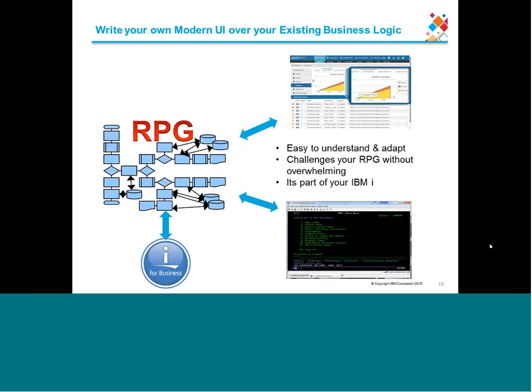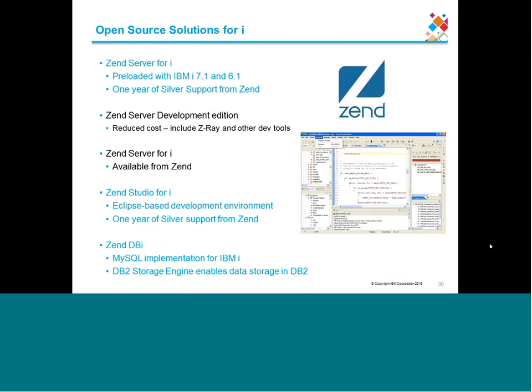With Zend, one of the cool things, because of the partnership, we actually deliver PHP with the box. So when you order a new IBM i through manufacturing, you will get a copy of the PHP server. You are entitled to the Zend server for every IBM i license that you've purchased, and this includes 7.1, I need to update this slide, 7.2 is also there, and you get 1 year of support, all part of your IBM i operating system license that you've purchased. So it's kind of your entitlement. You also get access to the studio as well as ZendDBi.